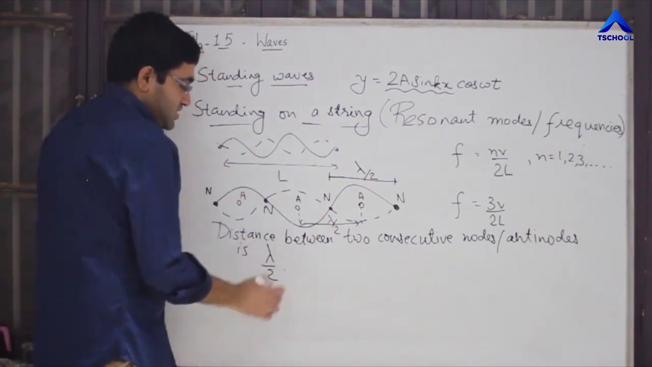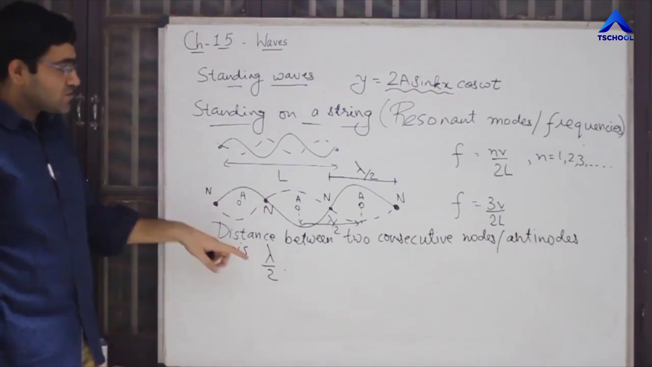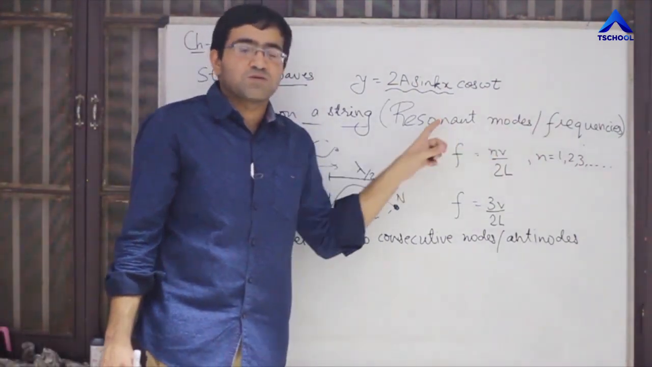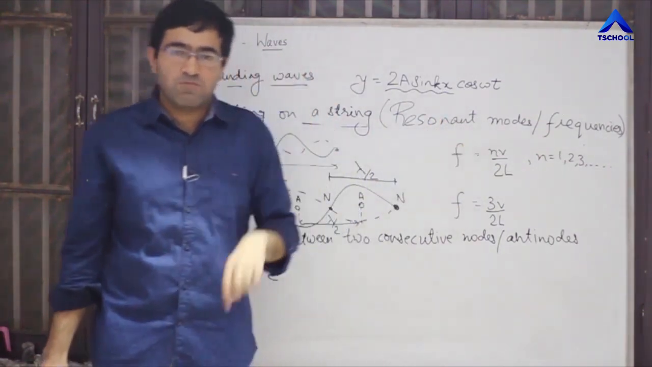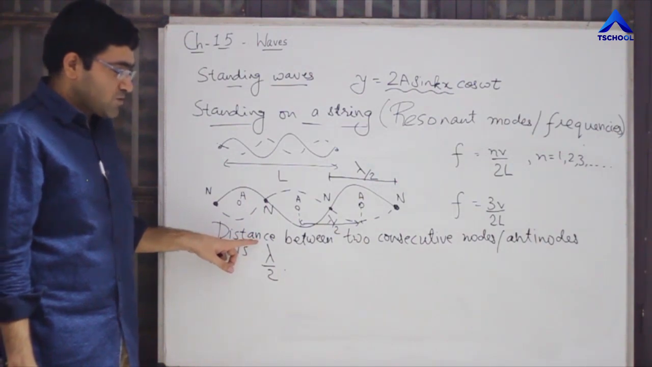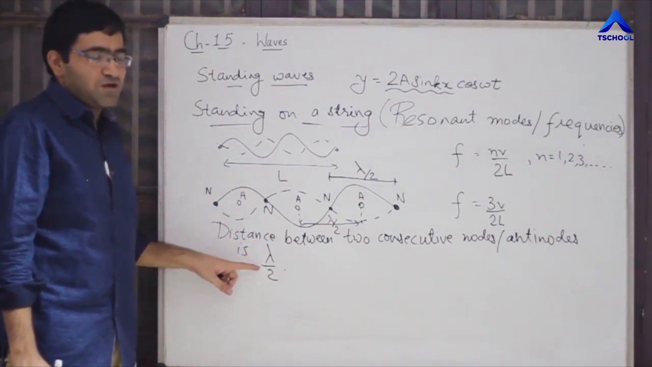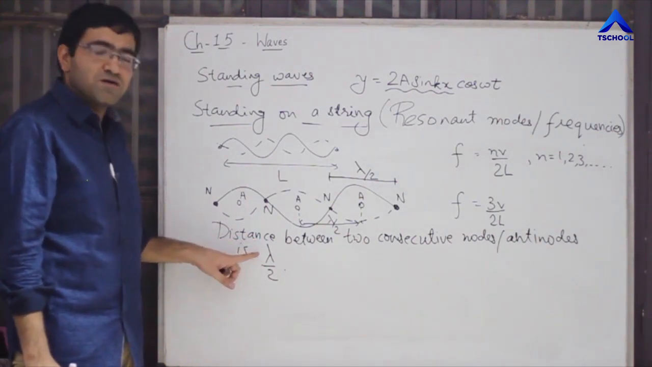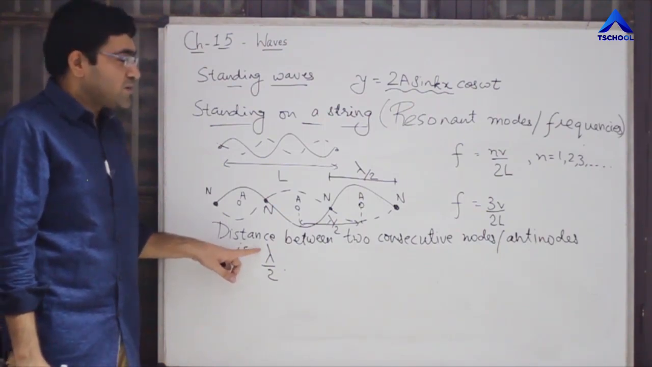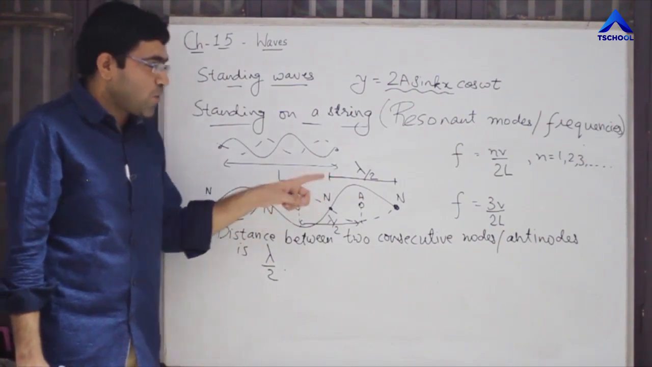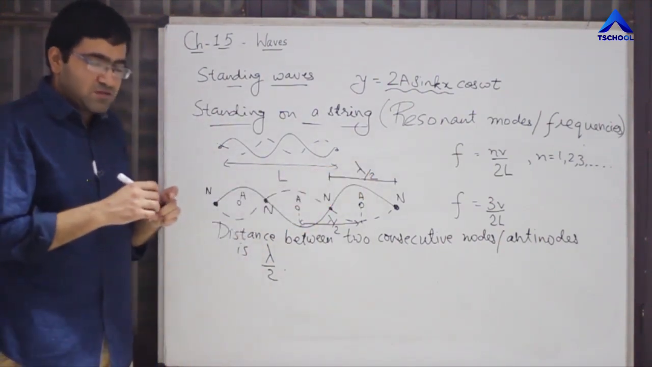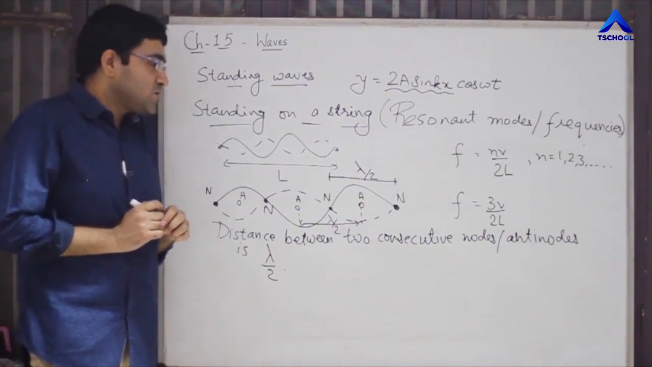Now that's fixed. This does not depend on which frequency or which resonant mode the string vibrates in. But although it looks like this distance does not depend on anything, it depends on lambda, and lambda depends on frequency. So indirectly the distance between 2 nodes does depend on the frequency. That's something you should be careful about.